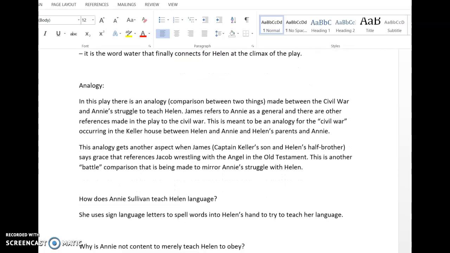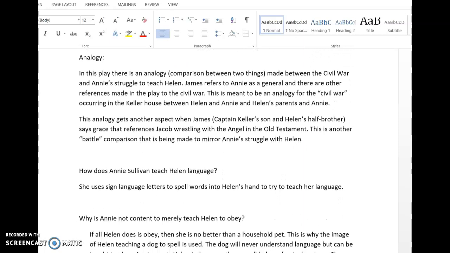Okay, we talked about this a little bit on the Zoom, if you were on the Zoom meeting we did a week or so ago. There's an analogy, which is a comparison between two things in the play, between the Civil War and Annie's struggle to teach Helen. James, who is Captain Keller's son and Helen's half-brother, refers to Annie as a general.